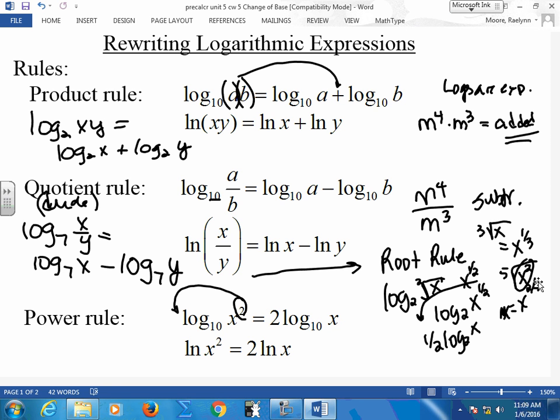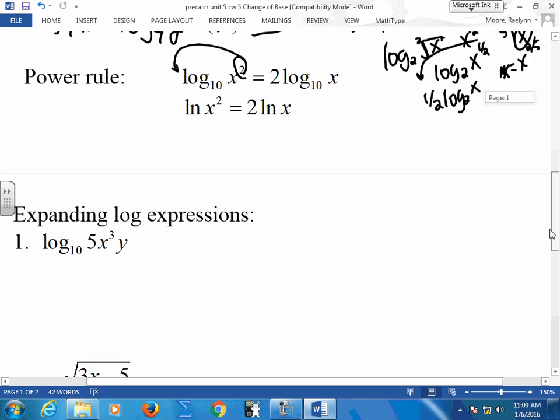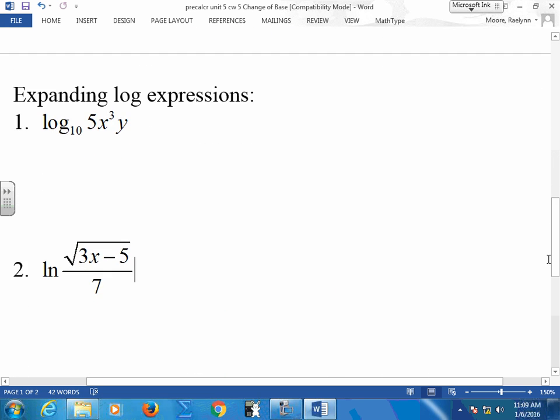Okay. So let's try some of these. We either expand or we condense. Expanding means we use our rules and separate them out. Condensing means we have all our rules in place and we bring them back to one term. One term is many factors or quotients or whatever we need to do.